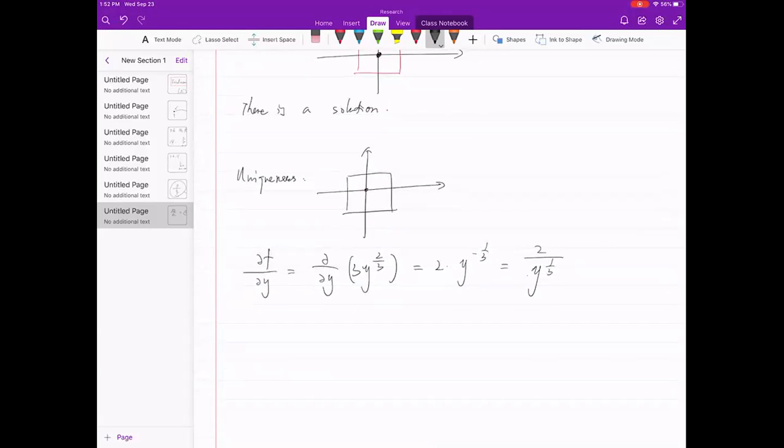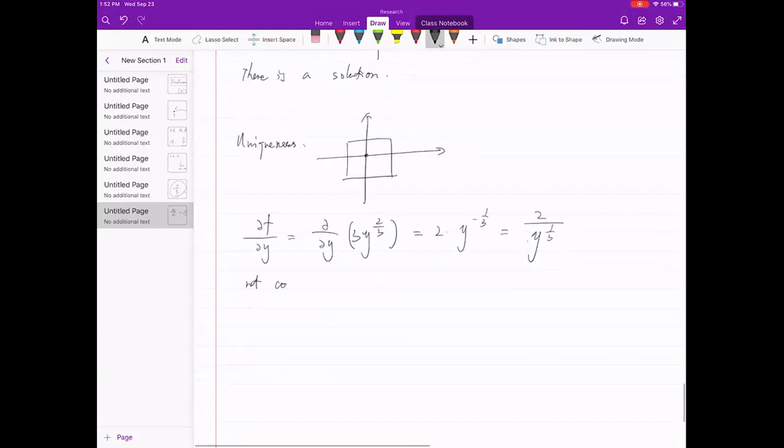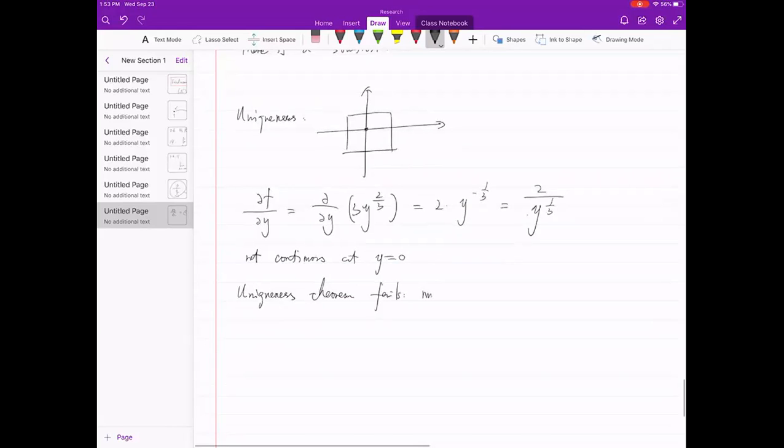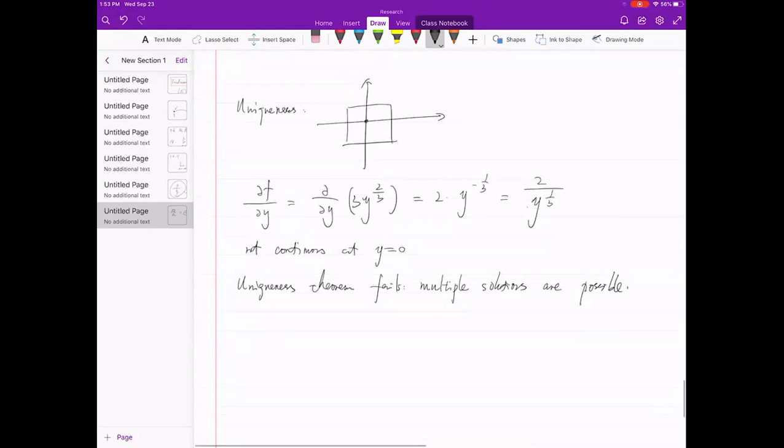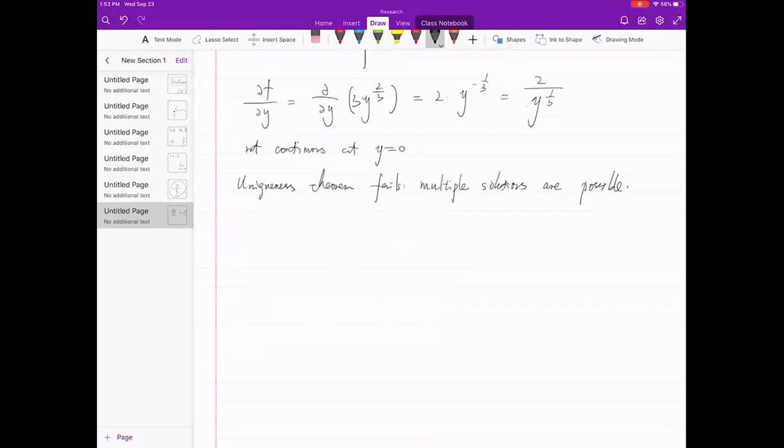Not at zero. Okay, so not continuous at zero. Therefore, uniqueness fails, which also means multiple solutions are possible. If you only find one, you should really start thinking about finding more. That's by the theorem. Sounds good?